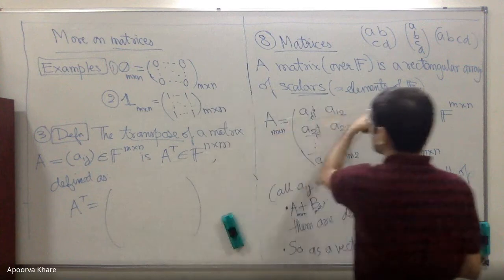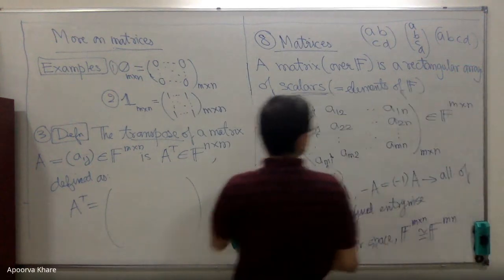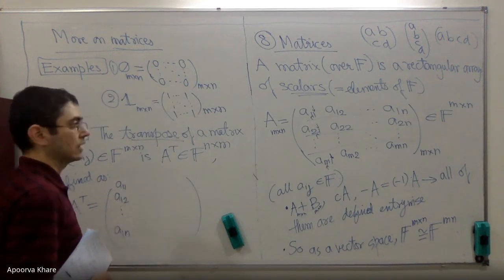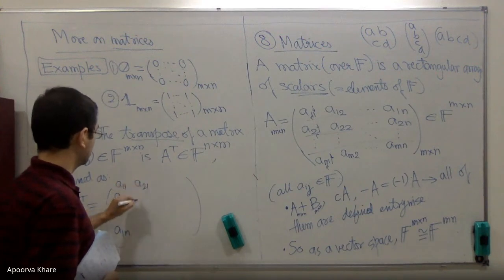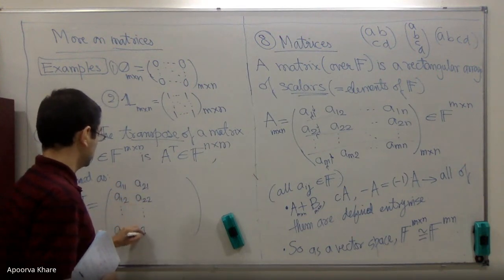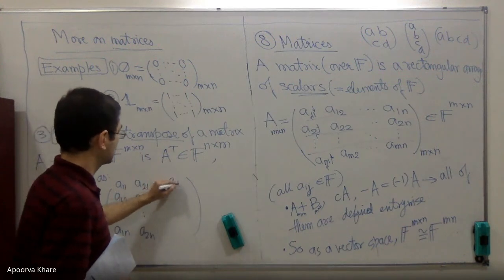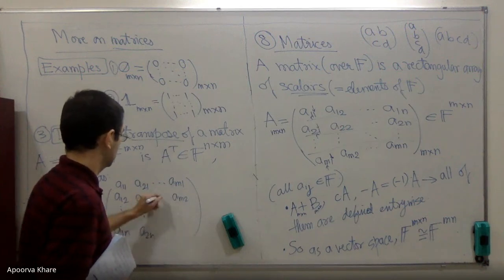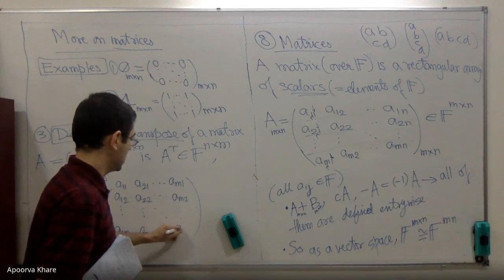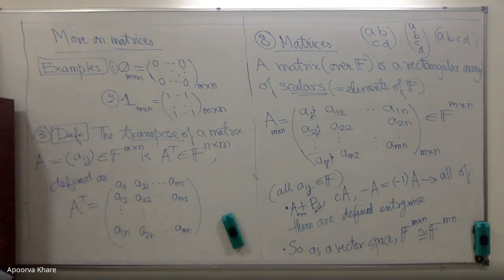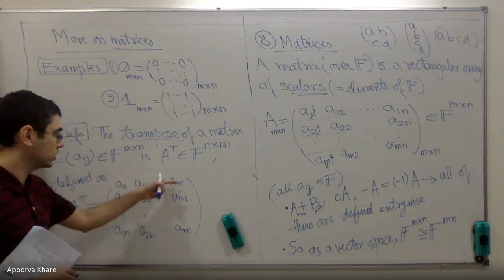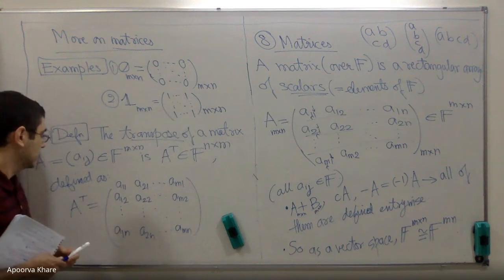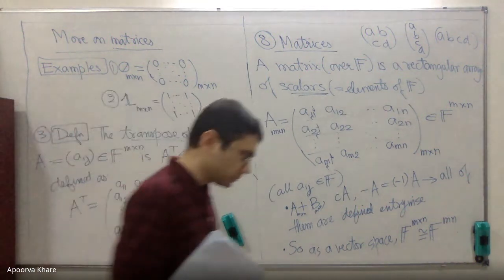I change all the rows to columns and columns to rows. So the first row becomes the first column: A11, A12, A1n. The second row becomes the second column: A21, A22, A2n. And then the last row, Am1, Am2, Amn. In other words, the first row here was actually the first column there, the second row here was the second column there, and so on. So that is how you define the transpose. Great.